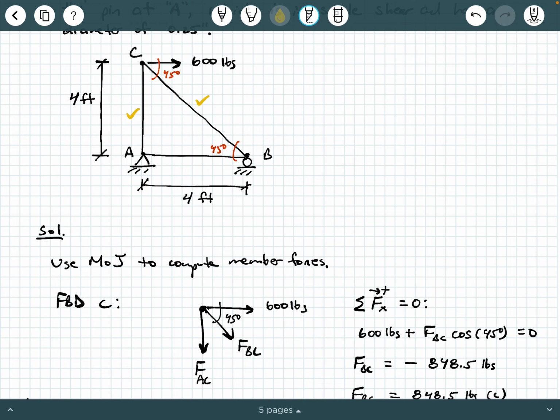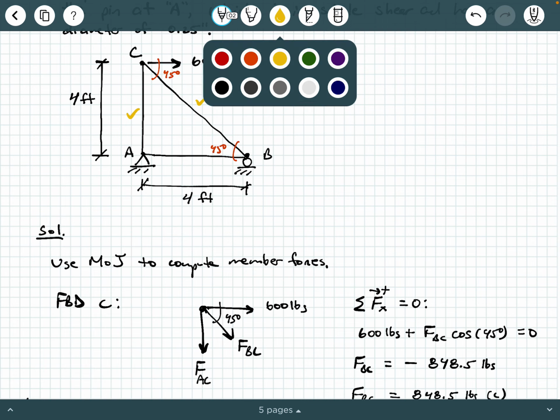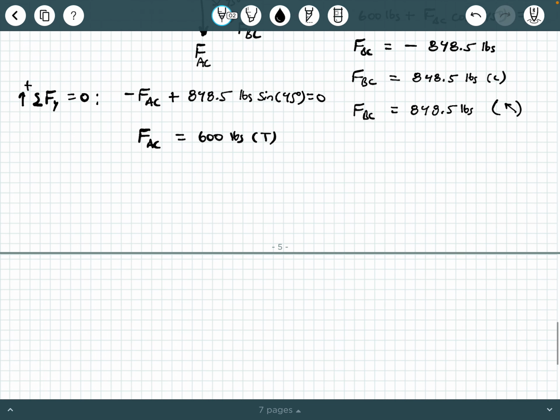We have one known force. What's the known force? It's the force in BC that we just figured out. It's this force here. And what are the two unknowns? FAB and BY. So joint B is our next candidate. We're going to draw the free body diagram of joint B.